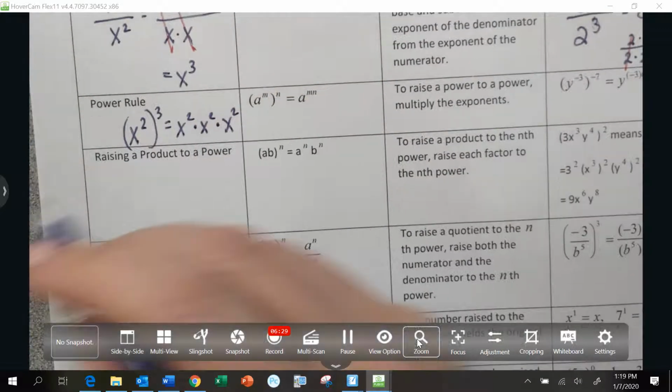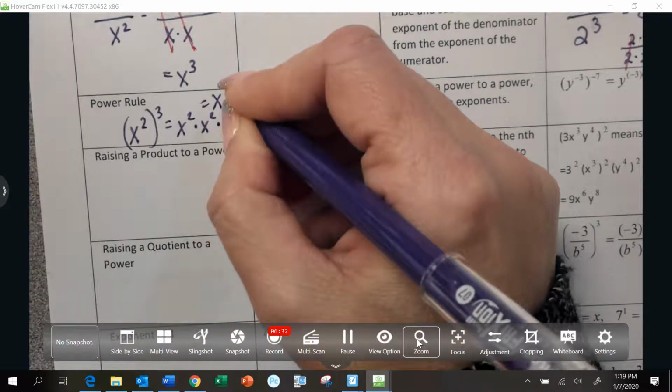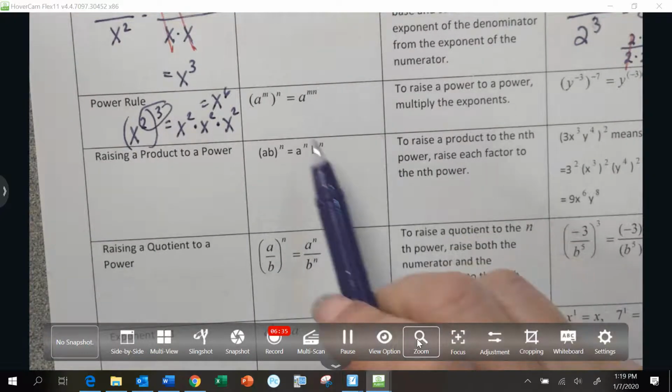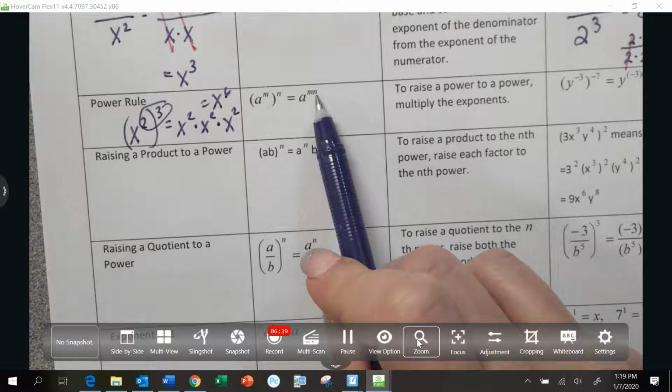Isn't it x to the 6? That would be x to the 6, wouldn't it? So what do you tell me about the rule? If we have a power to a power, we multiply the exponent.